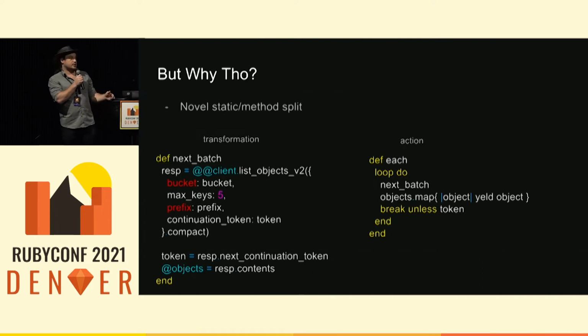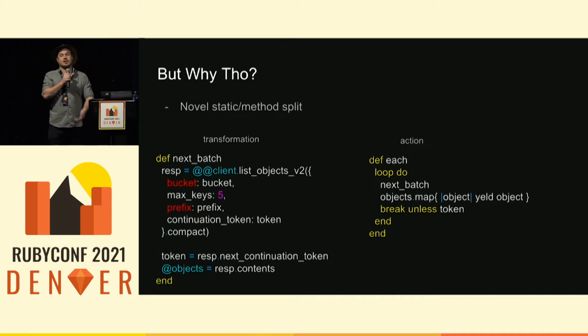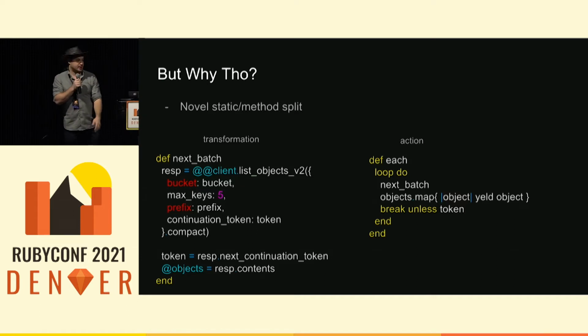So the next thing it lets us do is this really appealing, to me at least, split for my statics and my methods, where I can put all of my transformations in one place, and I can put all my actions in another. So I've got on the left here under transformations, the pagination action, right? I'm transforming my iterator into the next page, but then the action of each iterator is the classic each.